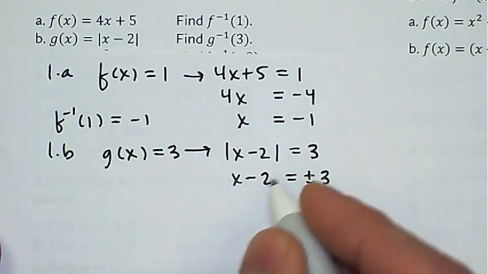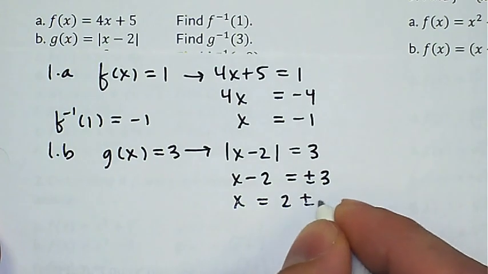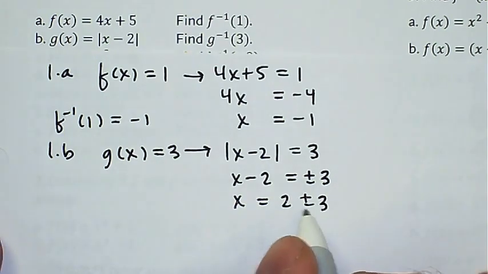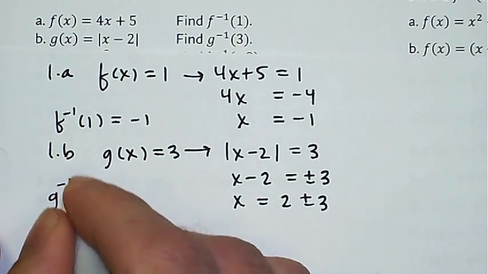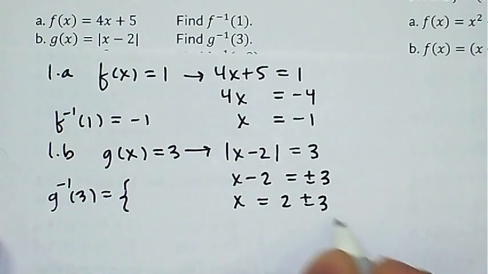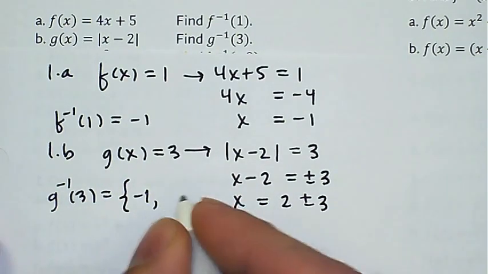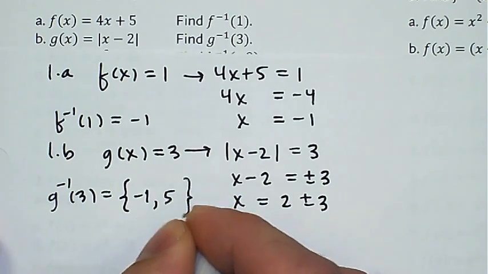I'm going to add 2 to both sides of this equation, and I'm going to say x equals 2 plus or minus 3. Right? In the event it's plus, it's going to be 5. In the event it's minus, I'll have negative 1. And so I'll say g inverse of 3 is equal to the set that has negative 1, 2 minus 3, and also 5, 2 plus 3.